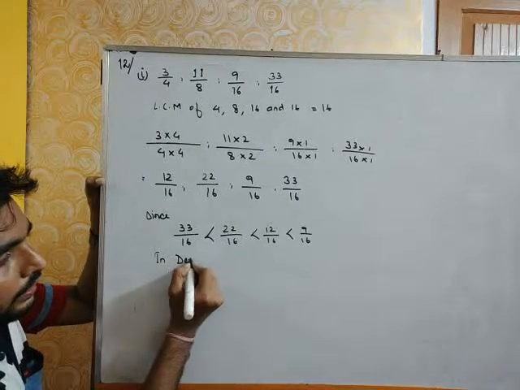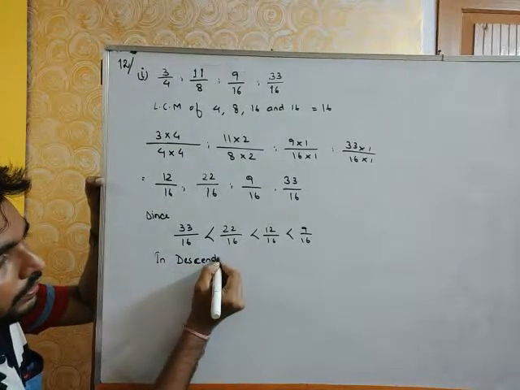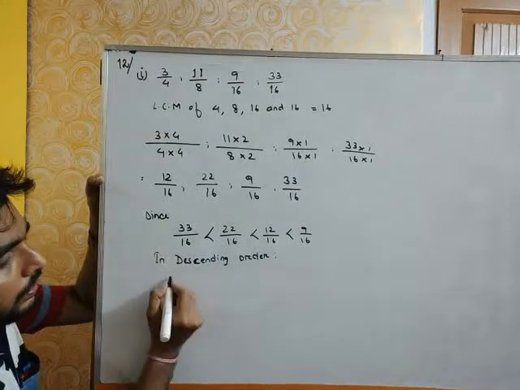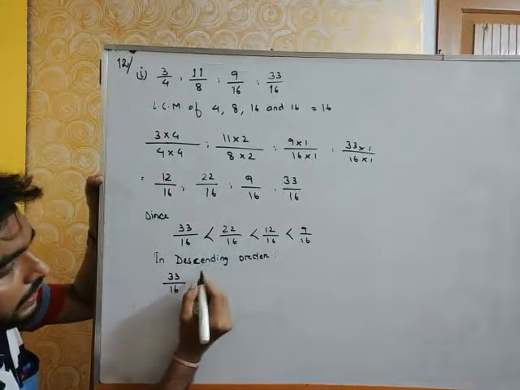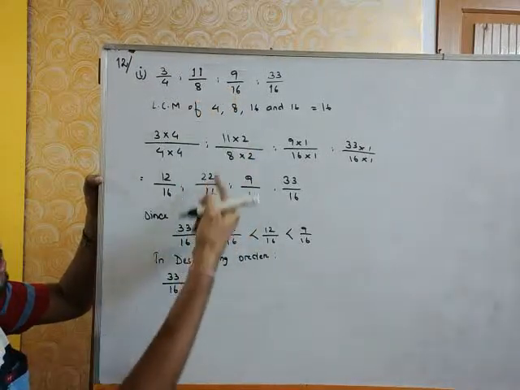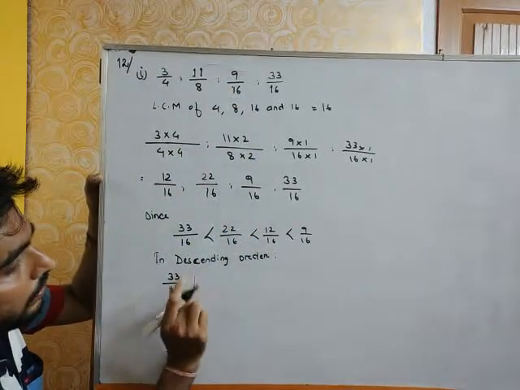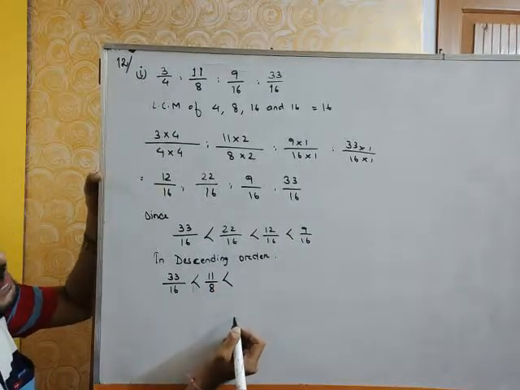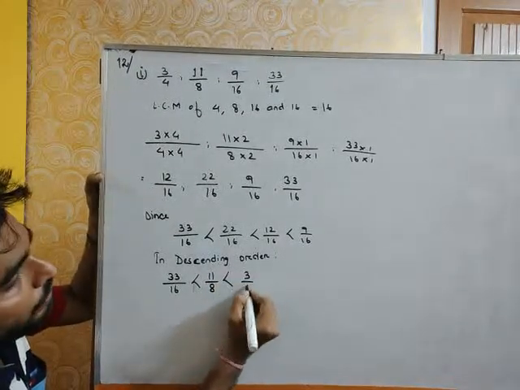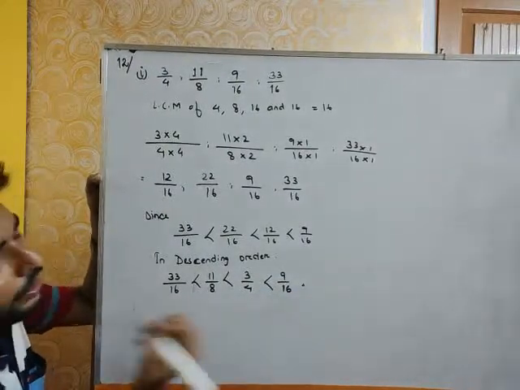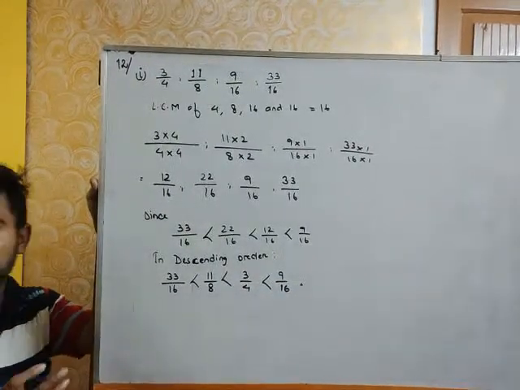So in descending order, it will be 33 by 16, and 22 by 16 resembles whom? 11 by 8. Then 12 by 16 resembles whom? 3 by 4. And 9 by 16 resembles 9 by 16 only. So this is your answer. Got it, all of you?